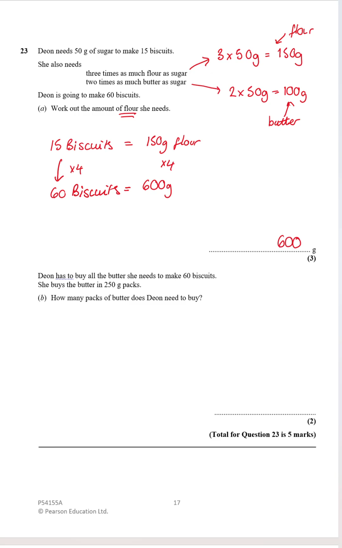Okay. Dion has got to buy all the butter that she needs to make 60 biscuits. She buys the butter in 250 grams packs. How many packs of butter does Dion need to buy? So first of all, I know already that 15 biscuits equals 100 grams of butter. I know that we're making 60 biscuits. I've already worked out before that my multiplier is going to be to multiply by 4. So I'll multiply by 4. I need 400 grams.